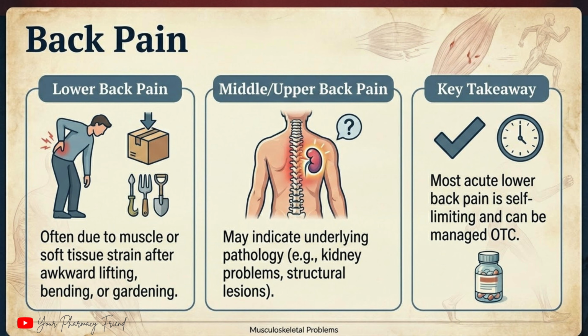Next, back pain, which can involve muscles, ligaments, or tendons. Lower back pain is very common, often resulting from strains due to awkward lifting, bending, or prolonged gardening. In most cases, lower back pain is mild, self-limiting, and manageable with over-the-counter therapy. However, middle and upper back pain, or pain that persists, may indicate underlying pathology such as kidney disease or structural lesions, and requires referral.